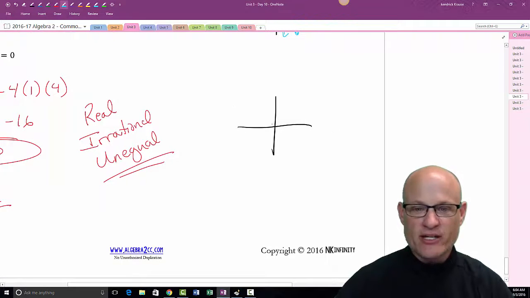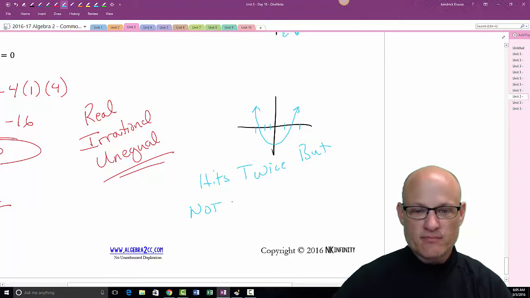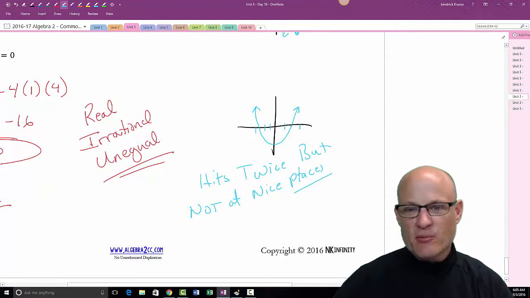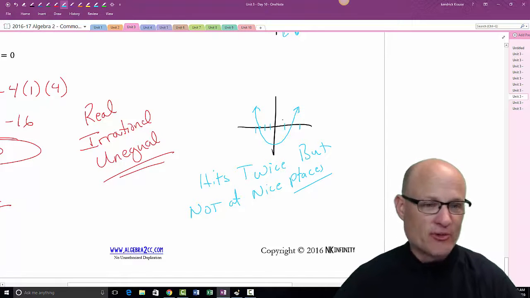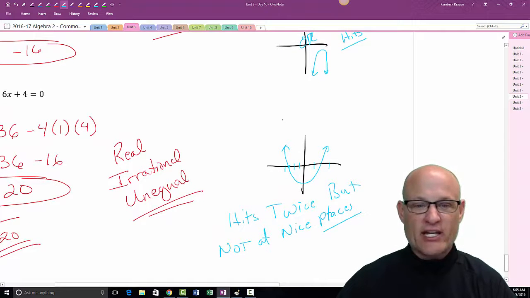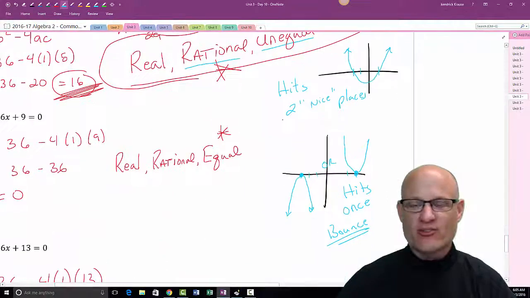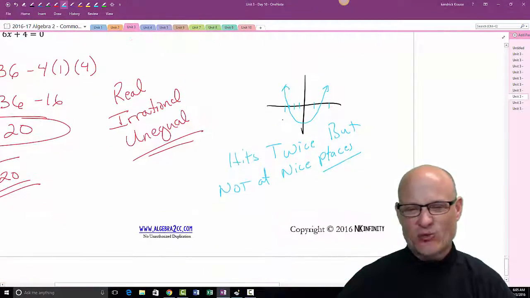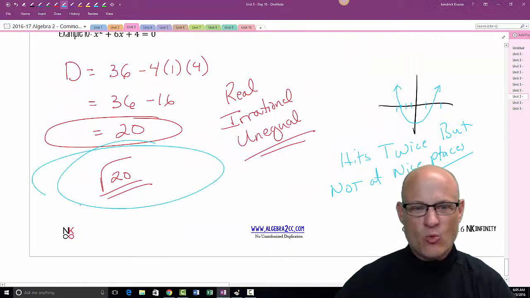Real, irrational, and unequal. So it's going to hit twice, but not at nice places. Now you have to be careful with this one, because just because it hit in the middle here doesn't mean those aren't 0.5. That could be negative 2.5 and 1.5, and those would be rational numbers. So the hard one to determine by graph is whether they're irrational or rational. You can tell that the discriminant is greater than 0, but you can't necessarily tell if they're rational or irrational until you actually figure out what the discriminant is.